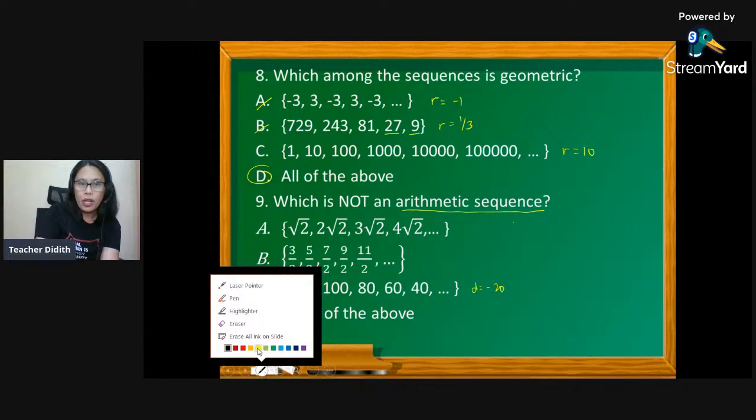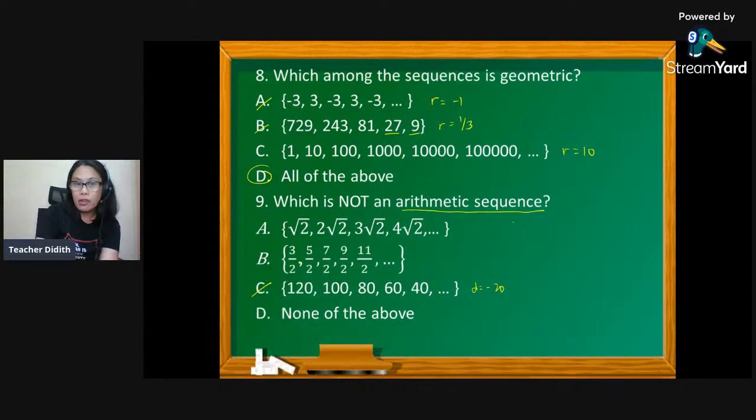This is not harmonic. This is arithmetic also. So the difference between 5/2 and 3/2 is 2/2. Tama, no? 2/2. So this is 1. 7/2 minus 5/2 is 2/2 also. Okay, so this is arithmetic. And the common difference here is 1, no? Or 2/2.